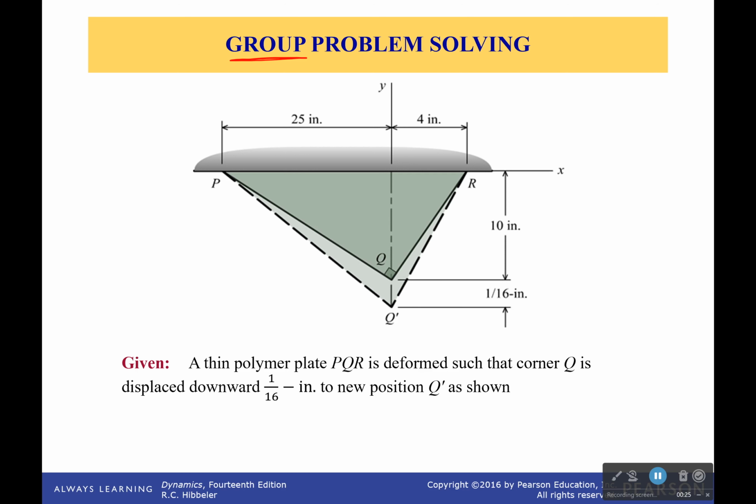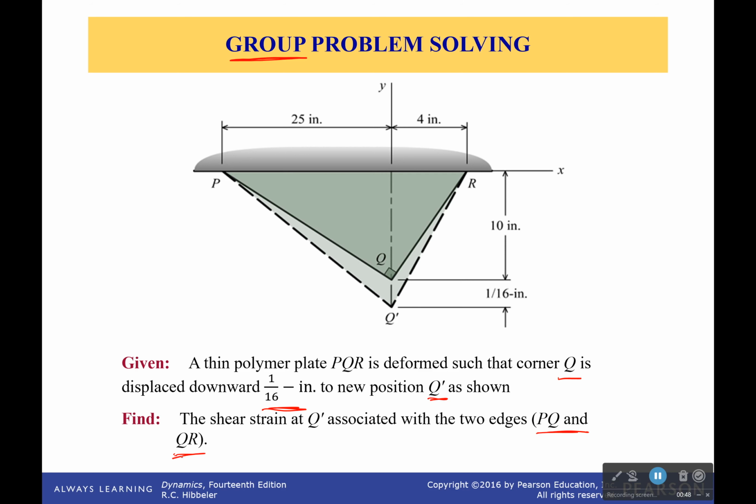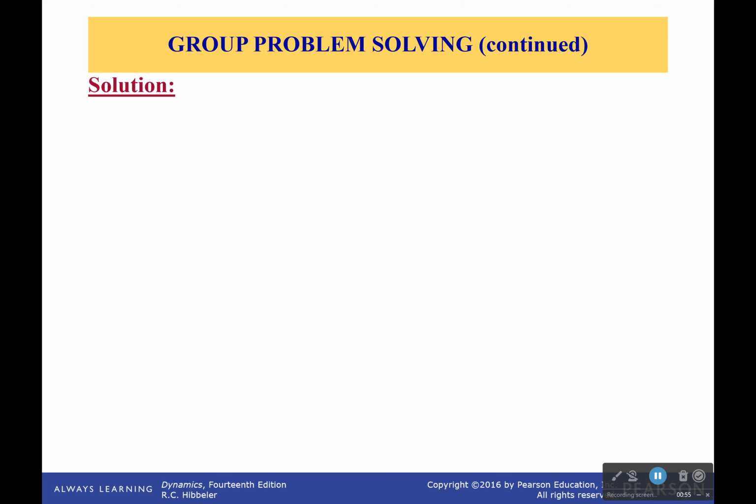Well, we're given a thin polymer plate, which is PQR. We're defining it by its endpoints. And it's formed such that the corner Q is displaced downward 1/16 of an inch to a new position Q prime. What do we want to find? We want to find the shear strain at Q prime associated with the two edges PQ and QR. Okay? The shear strain is associated with the edges PQ and QR. So let's figure this out.